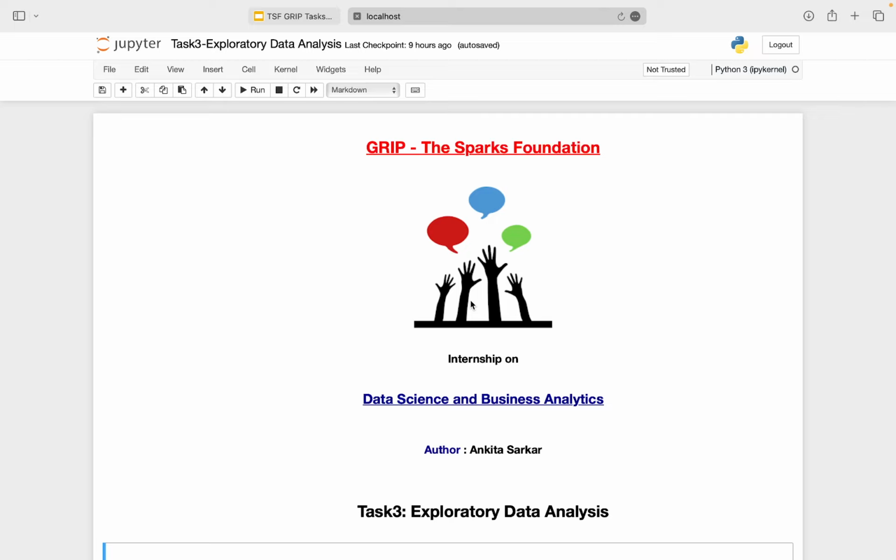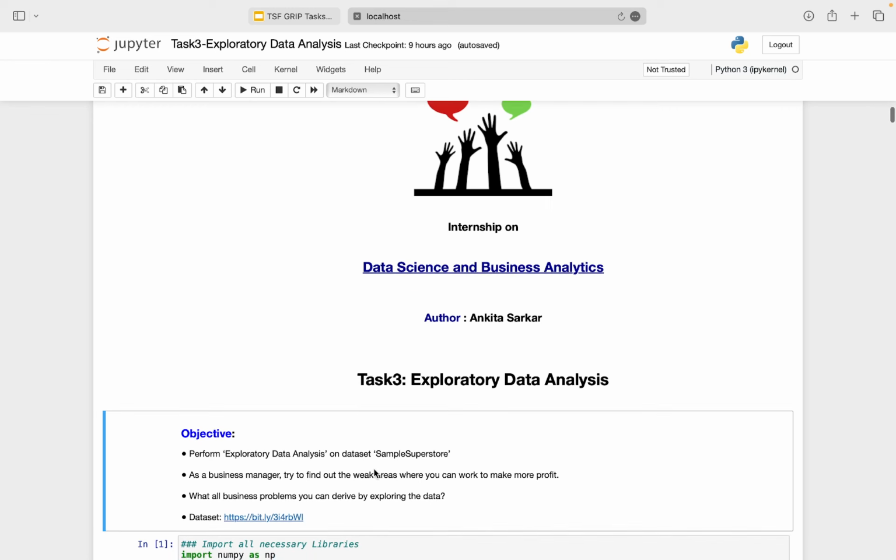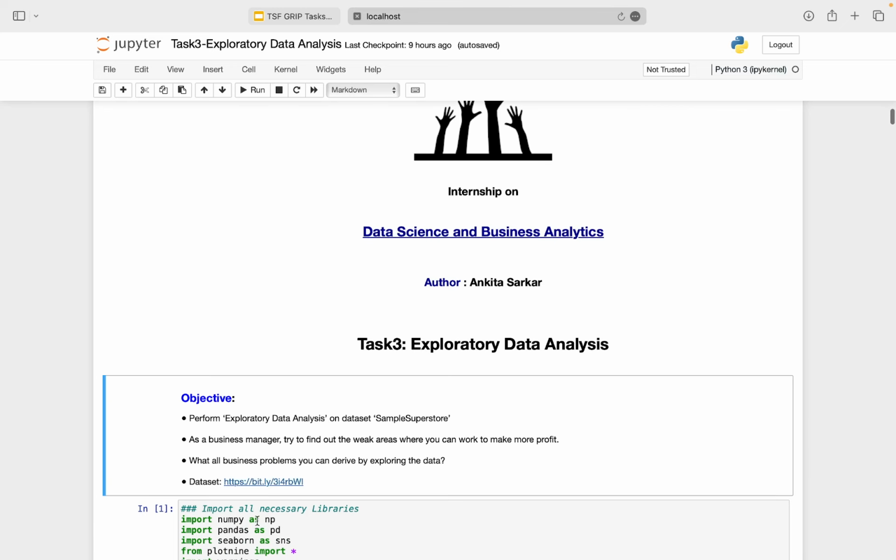The third task is exploratory data analysis on a data set that goes by the name of Sample Superstore, which can be accessed using this link. The objective of this problem statement is, as a business manager, we need to try and find out the weak areas where we can work to make more profit, and also what business problems we can derive by exploring the data.